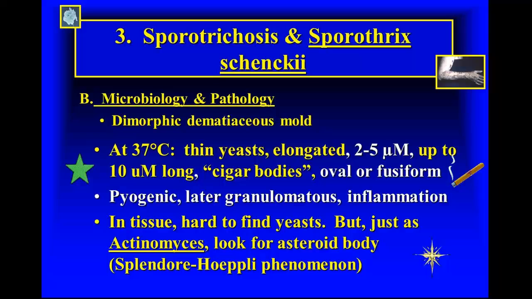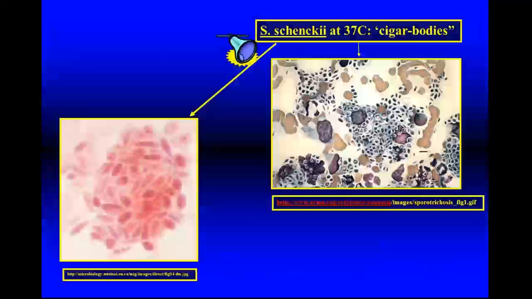It is a dimorphic. We know that it's a black mold, dematiaceous, and at 37, what we will see is this. Remember this cigar. These are called cigar bodies. They're going to be very, very thin, very, very long yeasts, as long as 10 microns. And in the tissues, I tell the pathology residents, just like what we saw with Actino, this one also tends to promote an asteroid body, the Splendore-Hoeppli phenomenon. And these are the very long, very thin, pencil-thin cigar body yeasts of Sporo at 37.